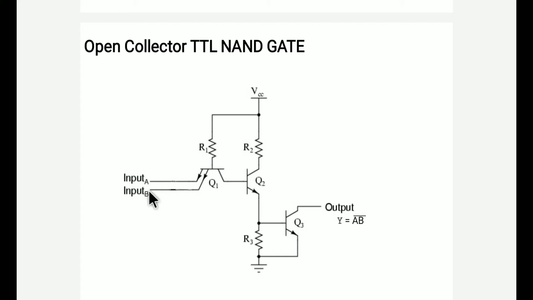If both inputs are high, the emitter junctions are driven into reverse bias and the collector junction is in forward bias. So Q2 is on. When Q2 is on, Q3 is also on. So the output will be taken from the ground, so the output is low. This is the NAND gate operation of the open collector circuit.